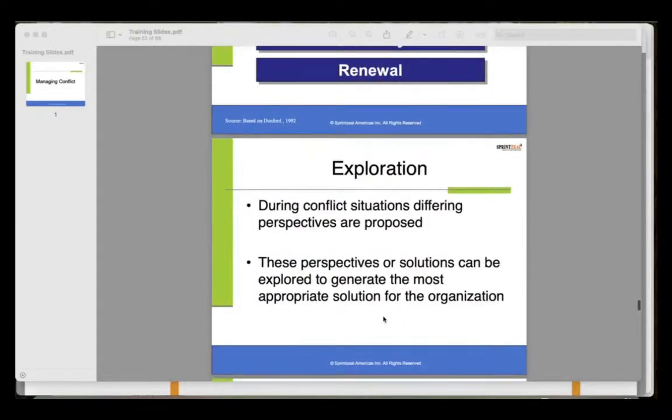So what is the exploration type? During conflict situations, differing perspectives are proposed, and these perspectives or solutions can be explored to generate the most appropriate solution for the organization. As the name suggests, this is an exploration type. So in this type we explore different perspectives. This is a very important part of any conflict resolution, to cater to all the perspectives that are there.